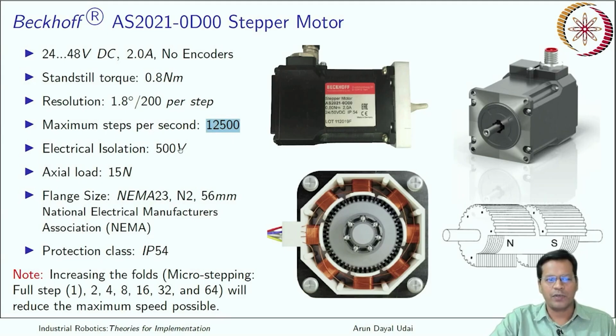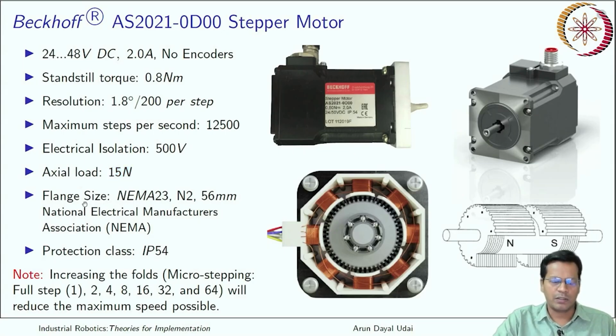So electrical isolation is 500 volts, and there is an axial load limit. This is also very important because most of the time stepper motors are used to pull and push some sort of screw and pinion drive, where it can pull a bed, maybe a tool sometimes. Okay, so an axial load more than this is not acceptable.